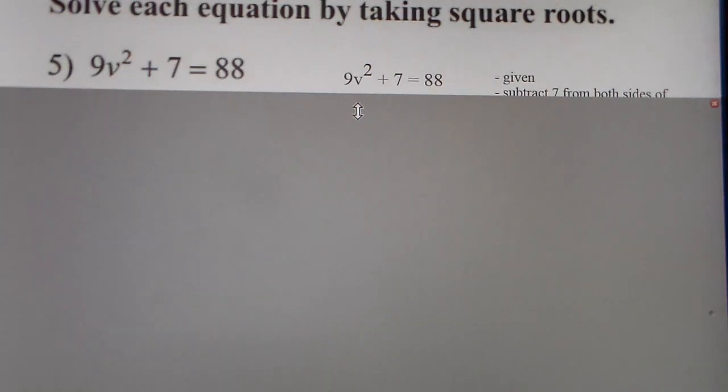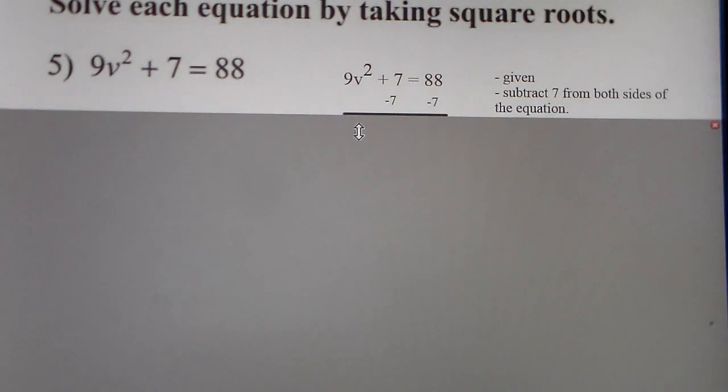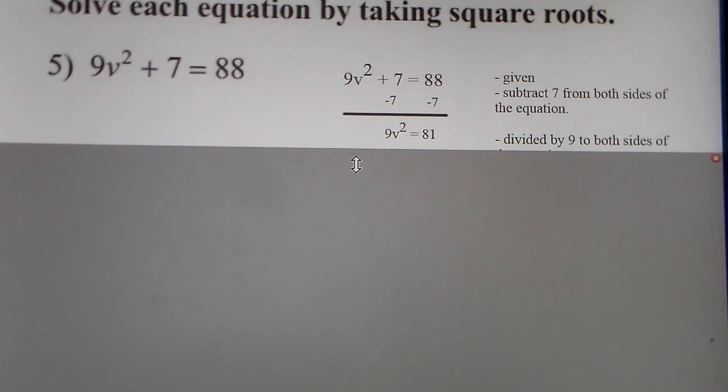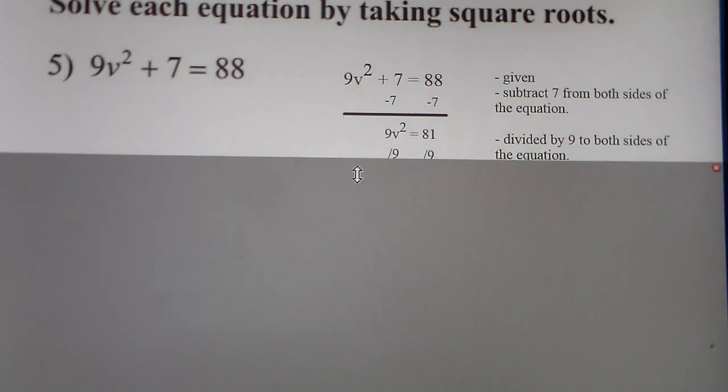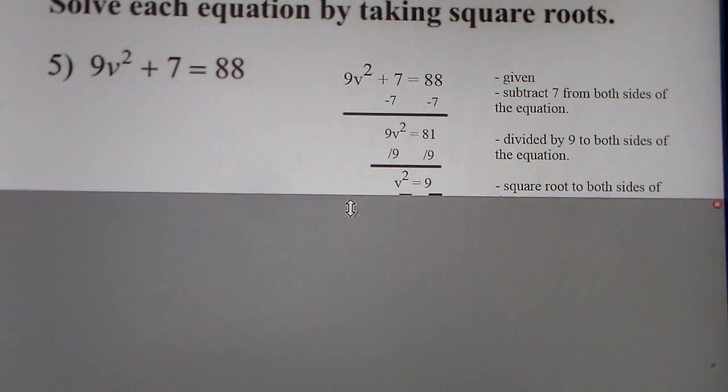Number 5. Our problem is 9v squared plus 7 equals 88. That's our given. We first need to subtract 7 from both sides of the equation, and we get 9v squared equals 81. We then divide both sides by 9 to get rid of that 9, and we get v all by itself. 81 divided by 9 gets you 9. The 9s cancel out, and we get v squared. So v squared equals 9.